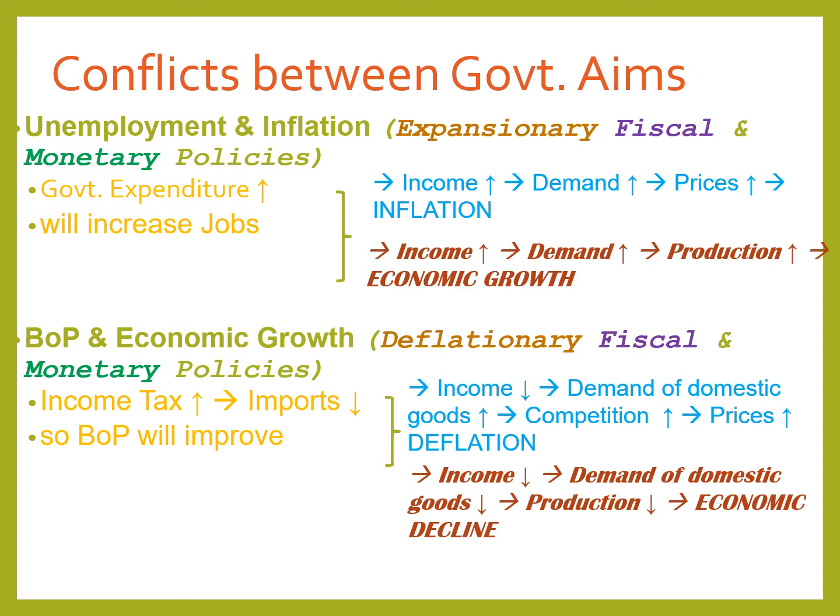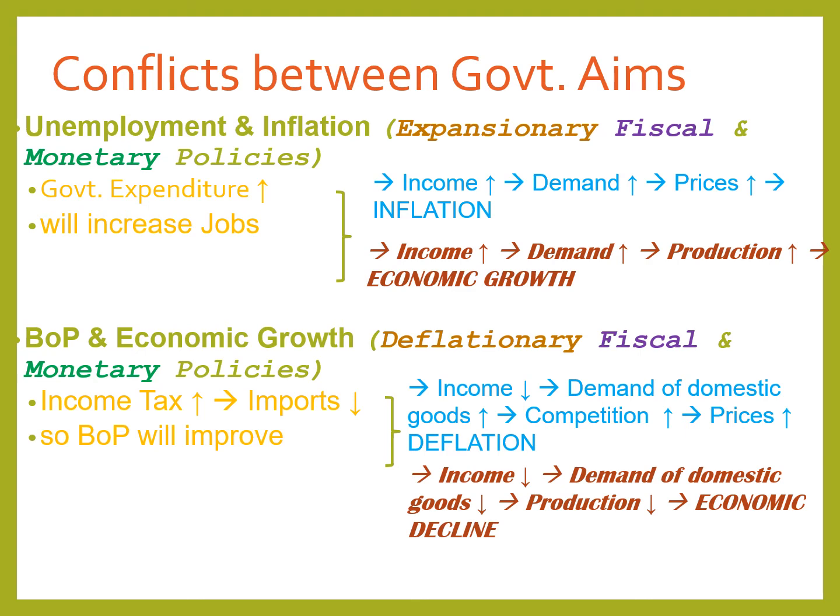More income, more demand, more production, and we could get economic growth. But that could lead to inflation. In terms of balance of payments and economic growth, a deflationary fiscal and monetary policy could raise the income tax. And then the imports go down, so the balance of payments improves, but also the income goes down. But the demand for domestic products goes up, and the competition goes up, but perhaps the prices go up. But perhaps not. Perhaps the prices go down and we get a deflation and the economy shrinks.